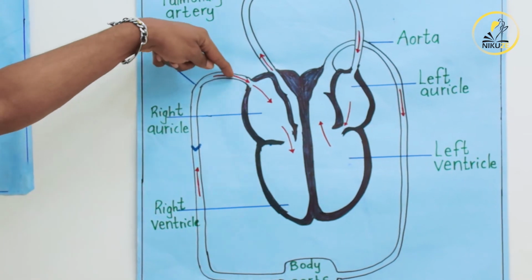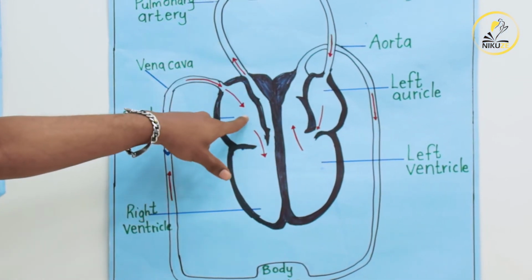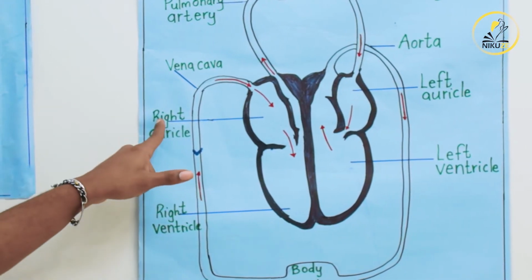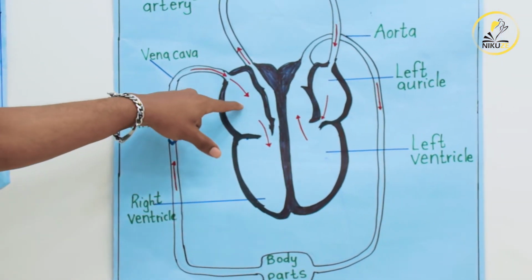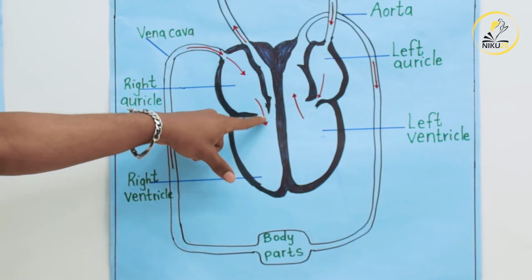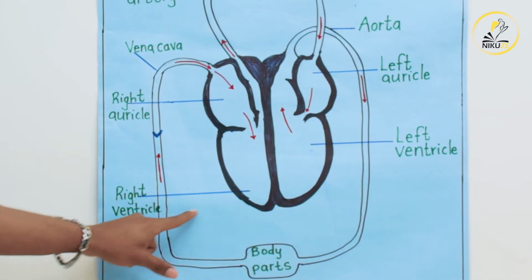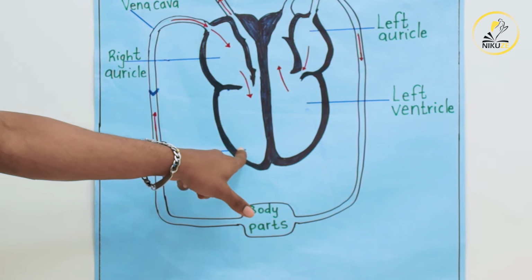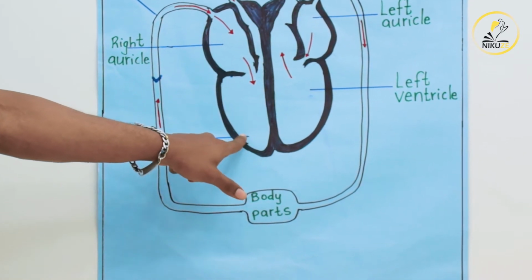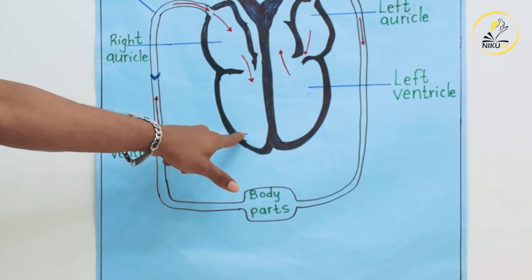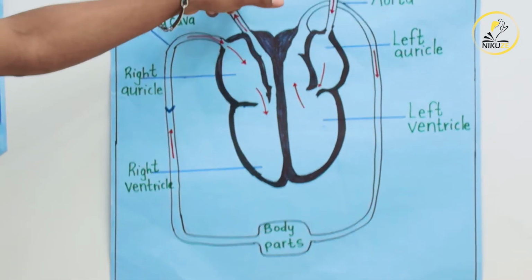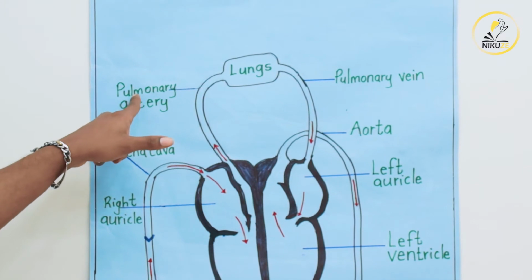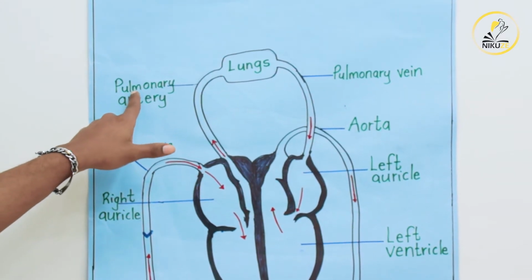From there, it comes into the right auricle. From the right auricle, it is being pumped downwards into the right ventricle. The right ventricle will then contract. Once the right ventricle has contracted, it will push this blood to the lungs through what we call the pulmonary artery.